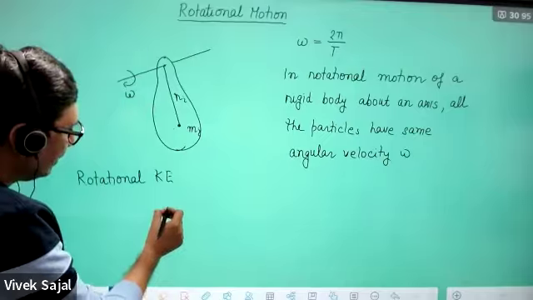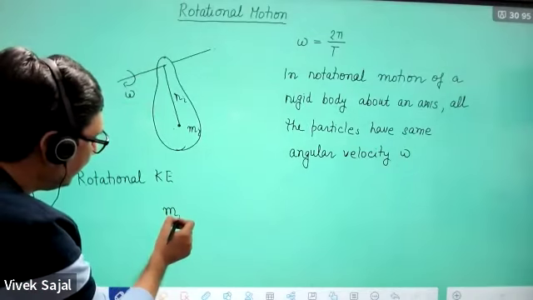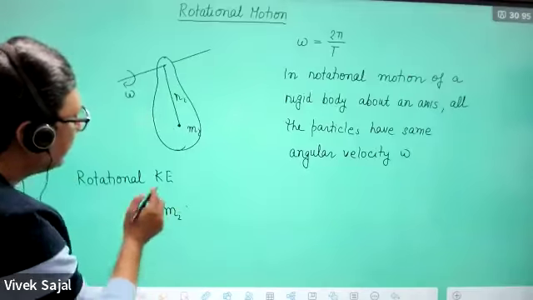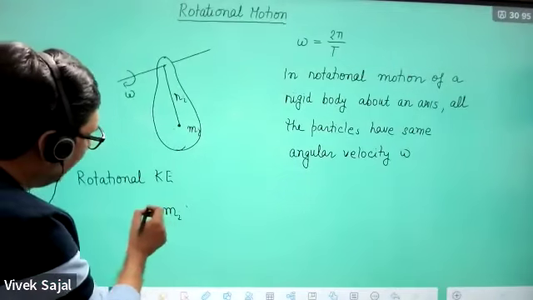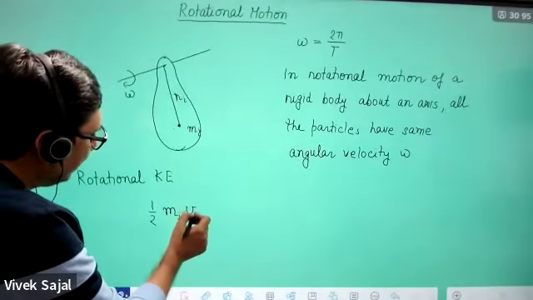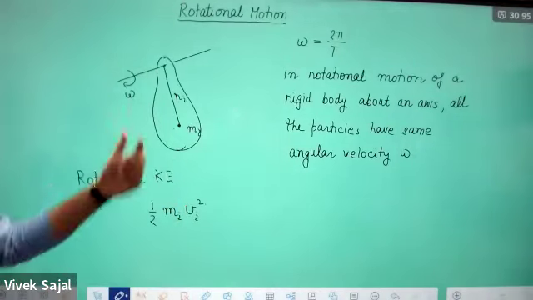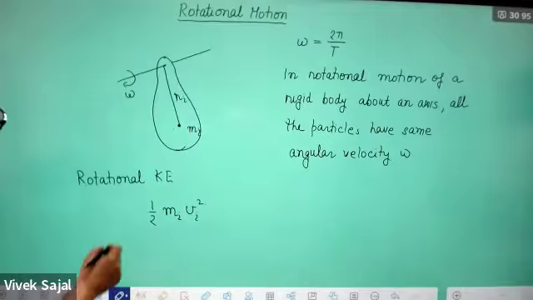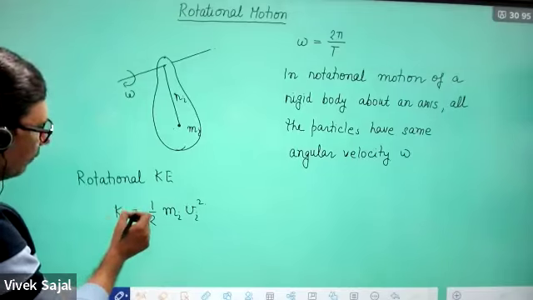If you consider this single particle, its mass is mi. What will be its kinetic energy? Can anyone tell me? This will be half mi vi squared. This will be the kinetic energy of this particle, ki. That is the formula.